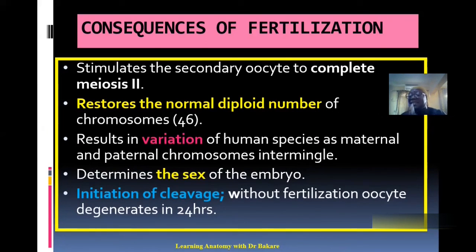Then lastly, there's going to be the initiation of cleavage. Cleavage is the next phase that will occur after fertilization is said to have completely occurred. So cleavage will not occur except if fertilization has occurred. That is what it means, and this is one of the consequences. And when cleavage occurs, there's going to be mitotic division of the cell. Then this will progressively lead to the development of the different structures and organs in the body.